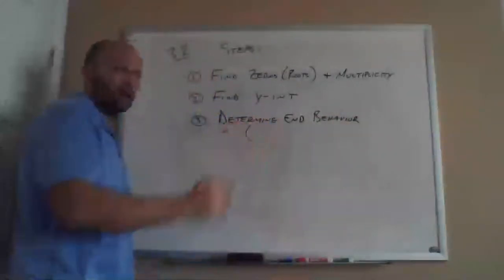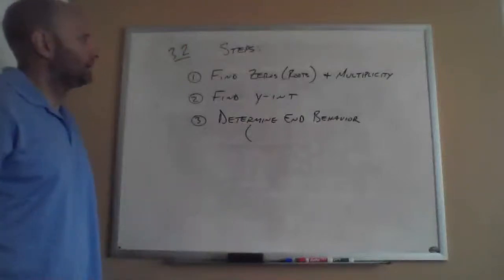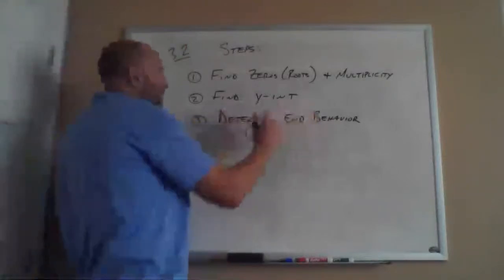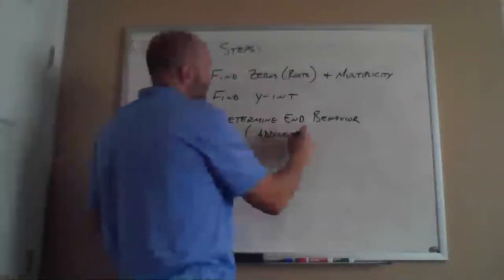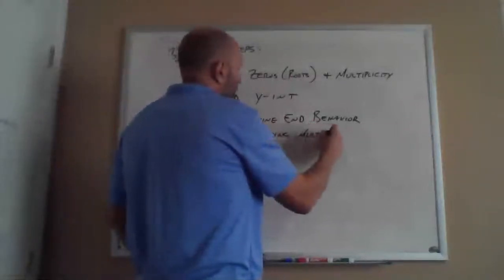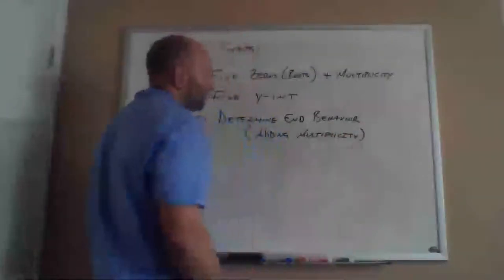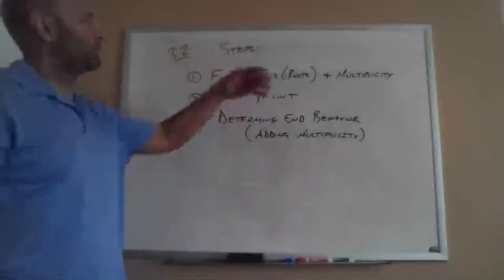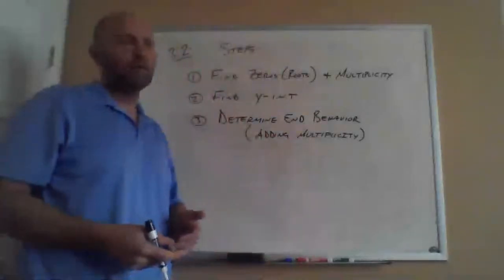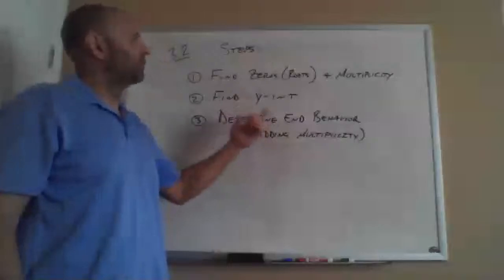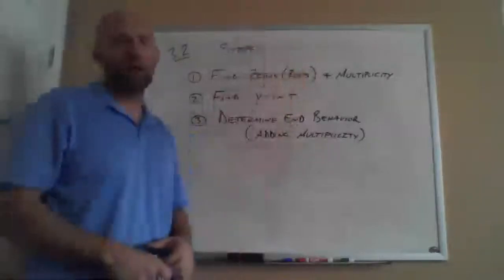In the last class, somebody pointed this out, so I'm going to give all due credit. Alejandro is his name. We can figure this out by adding our multiplicities. If one of our roots has multiplicity 2 and the other has multiplicity 3, 2 plus 3 is 5. So our end behavior acts like x to the 5th power.